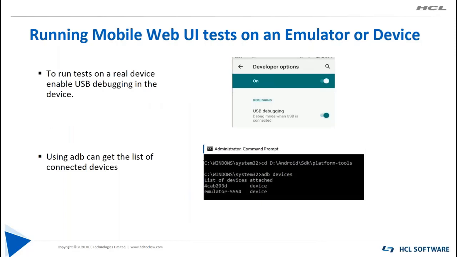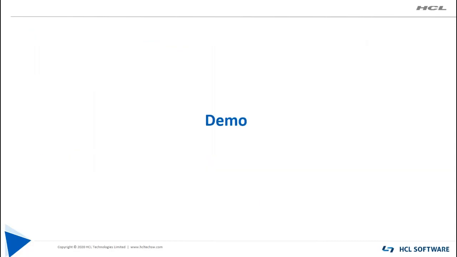To run the tests on a real device, make sure you enable USB debugging on the device. Once you connect the devices or configure the emulators on the machine, the ADB process would be able to list the devices over here. Sometimes you might see that the devices are connected or configured, but they are not listed in the UI. During that time, we can run the adb devices command and make sure the devices are listed over here. Now I'll take you through a small demo.